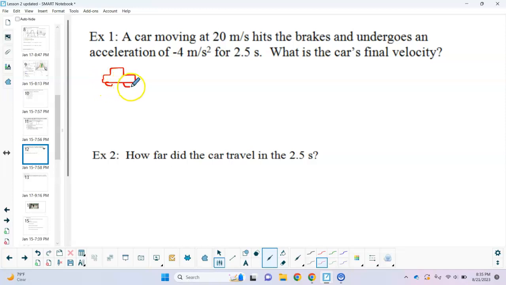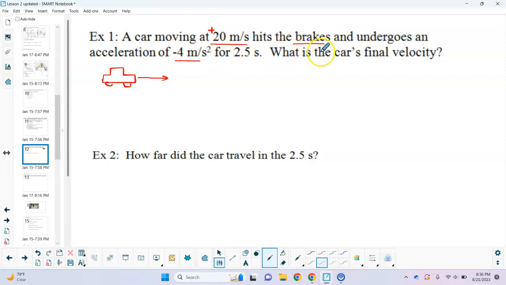So there is a car, and it says the car is moving at 20 meters per second. So it's moving in the beginning, so I got an arrow. It doesn't say it's going to the right or to the left, but I'm going to assume this is positive because it didn't say that it was negative. So it hits the brake and undergoes an acceleration of -4 meters per second squared.